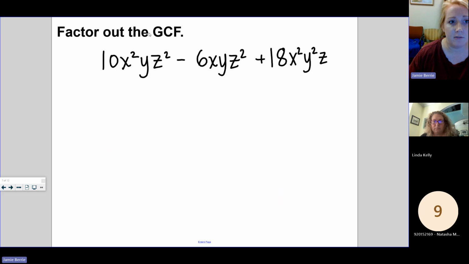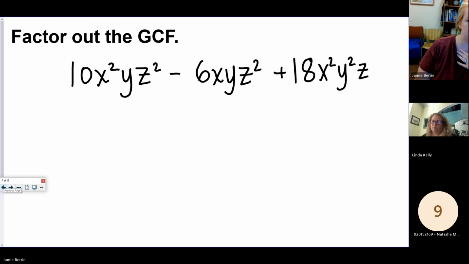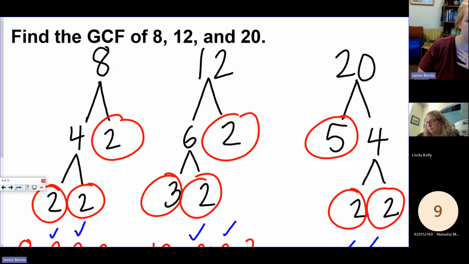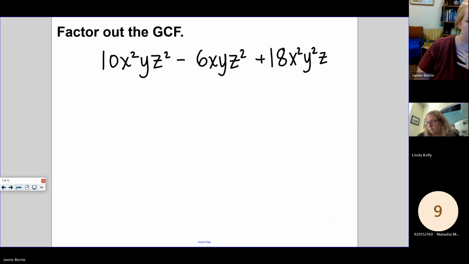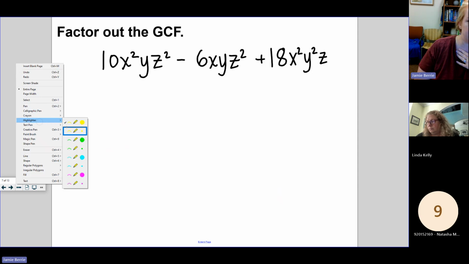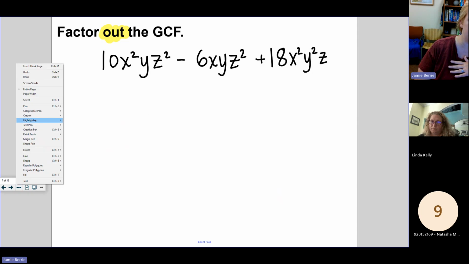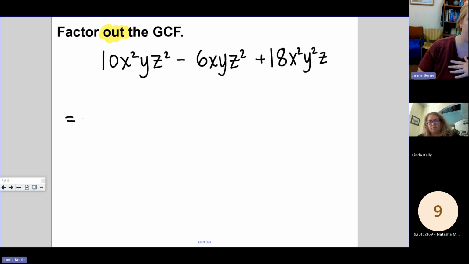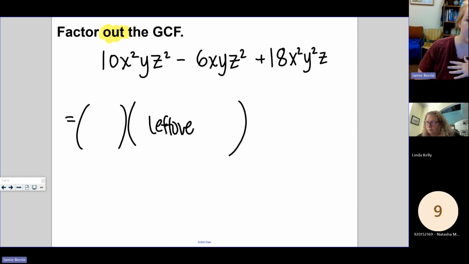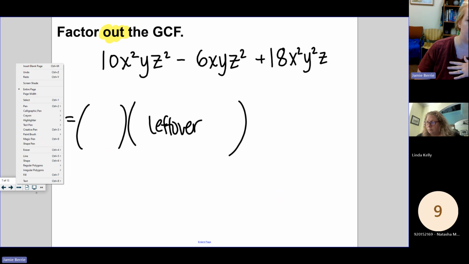All right, now here we have a factor out the GCF. All right, so when you see those directions, factor out the GCF. That means figure out what the greatest common factor is, put it out front. So then you'll put it out front right here, and then we'll put in parentheses the stuff that's left over once we divide by the greatest common factor.